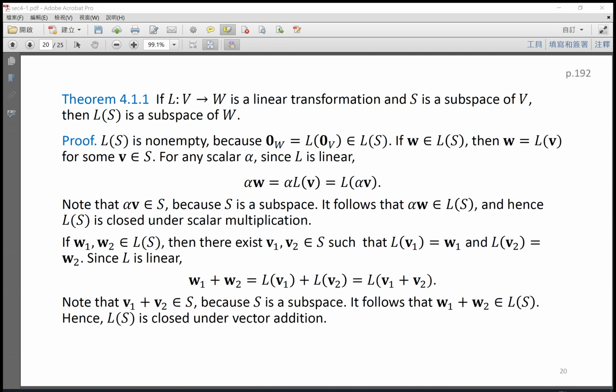Next, we prove L of S is closed under vector addition. The idea is that if W1, W2 are in L of S, we want to show W1 plus W2 is also in L of S. If W1 and W2 are in L of S, by definition, there exist V1, V2 in S, such that L of V1 equals W1 and L of V2 equals W2.